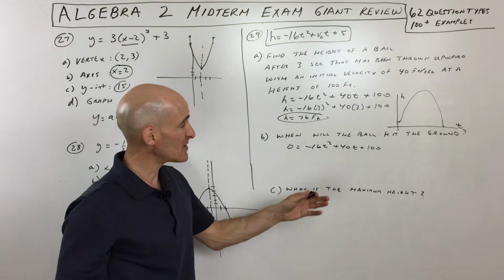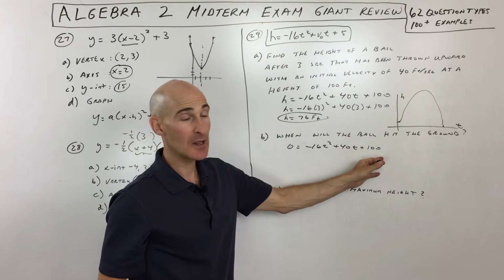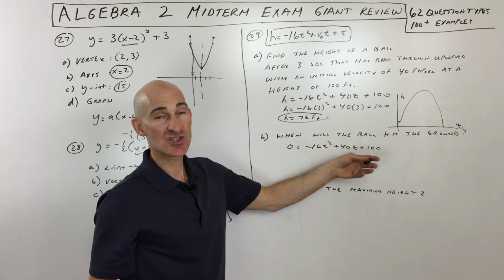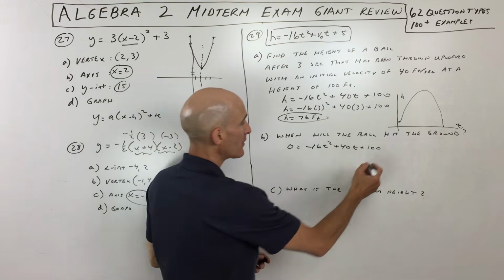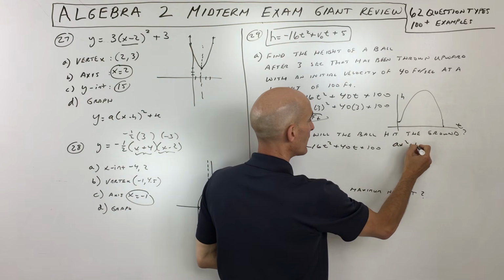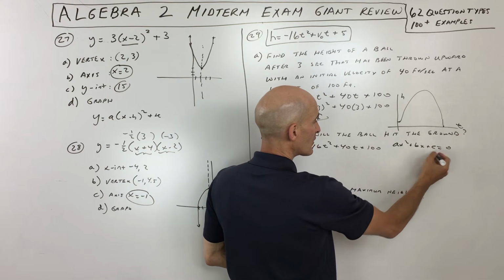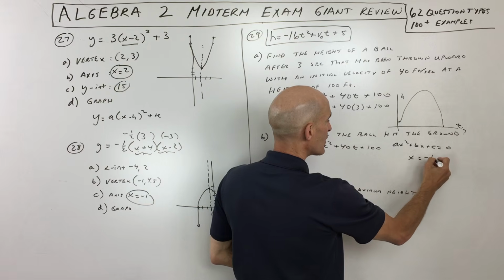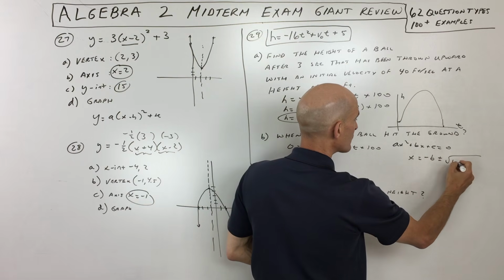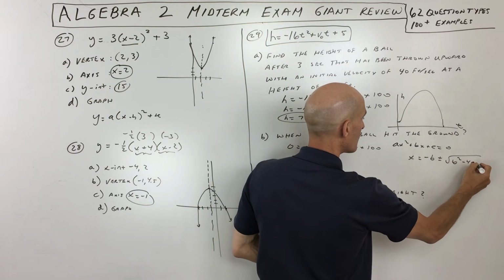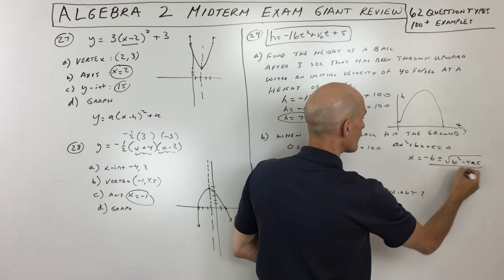But notice this might not be so easy to factor. So what I recommend on a problem like this is just to go to the quadratic formula. Now remember, the quadratic formula is for when you have an equation in the form ax squared plus bx plus c equals 0. That's the key. You want to get everything on one side, set it to 0, and then our x value is going to be the opposite of b, plus or minus the square root of b squared minus 4ac, all divided by 2a.